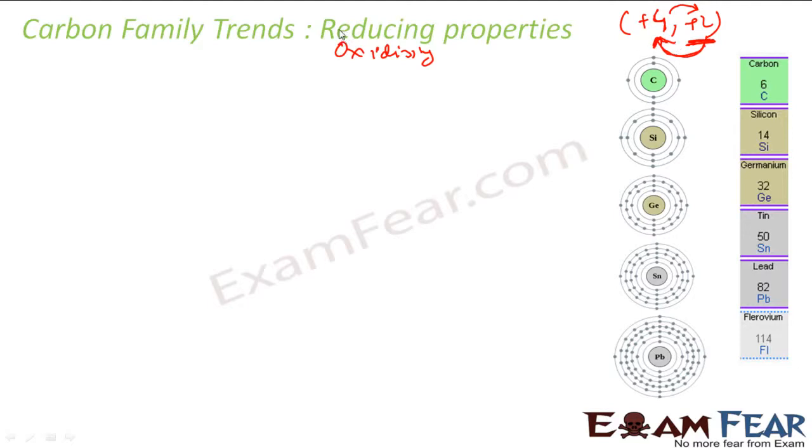Correct? As I explained this concept, a reducing agent is one which gets oxidized itself. So if it is in +2, it will become +4. So it is a reducing property. Talk about the oxidizing property: if it is in +4, it will become +2. So it reduces itself and it will oxidize something else. Correct?